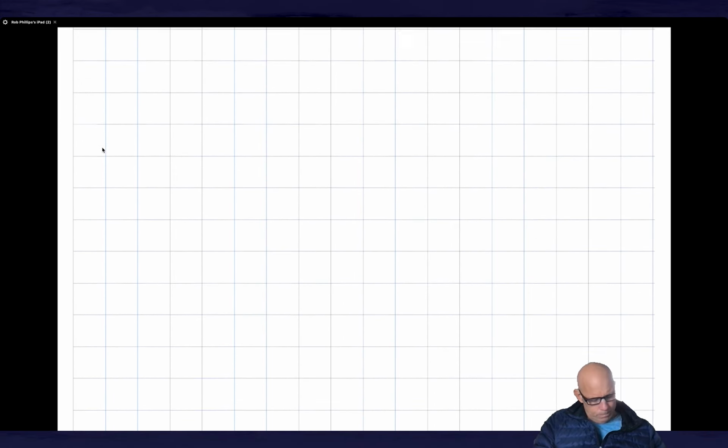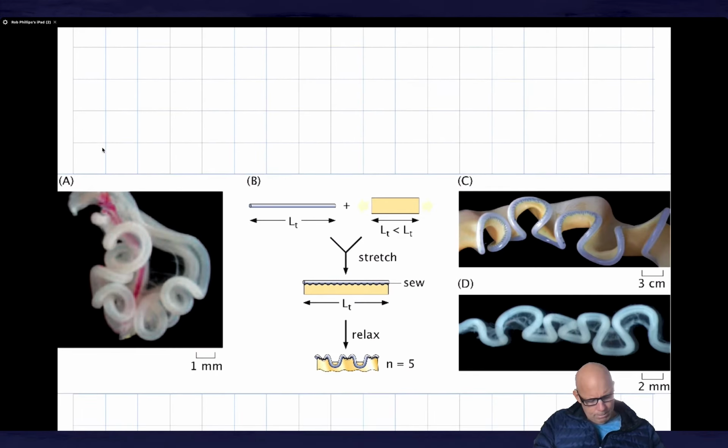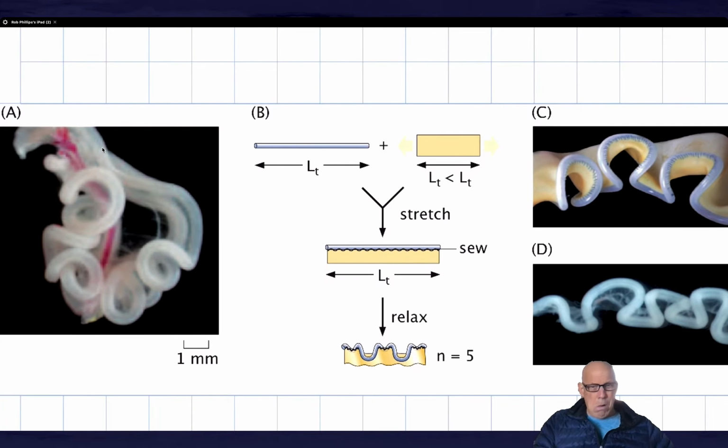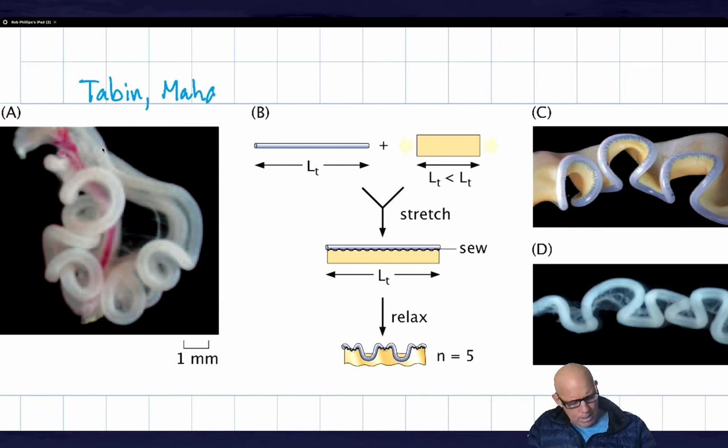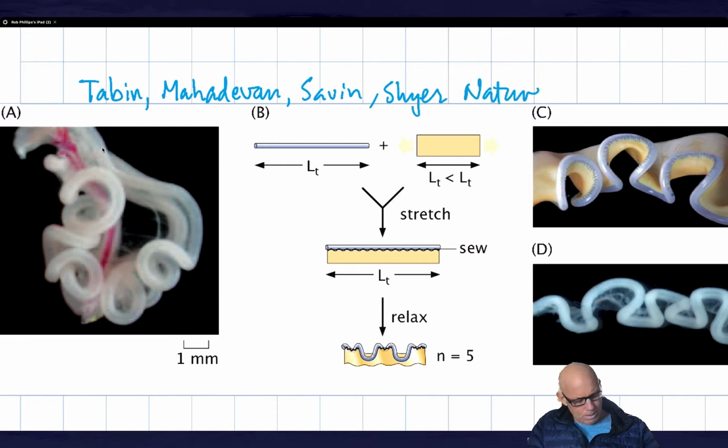these amazing, beautiful structures. What you see on the left, this is from the work of Tabin and Mahadevan. I think the first author is Savin. I think Amy Shire is on this paper. This is Nature, maybe 2012 or something like that. I'm not sure what year.